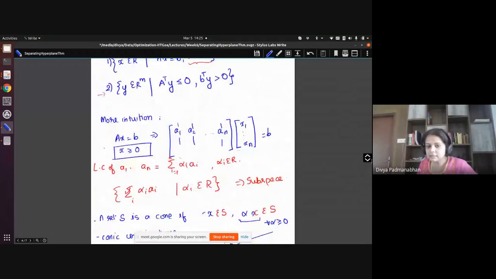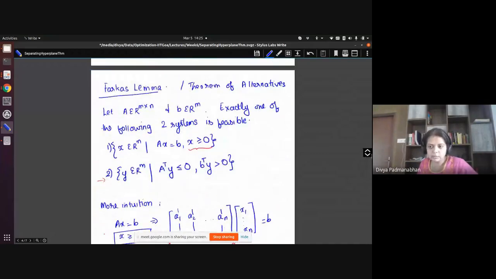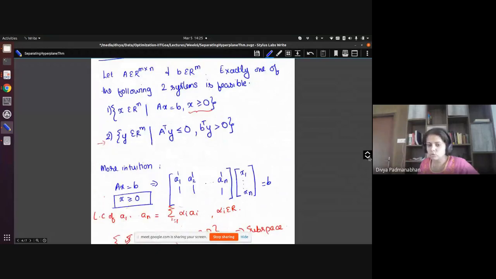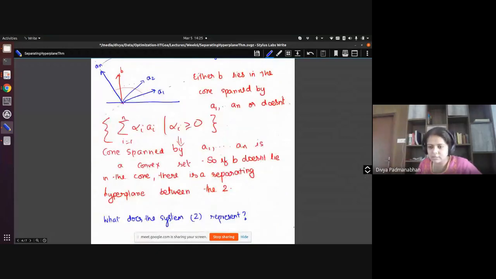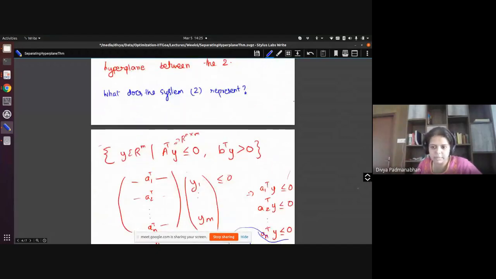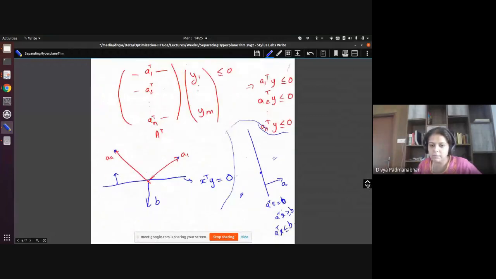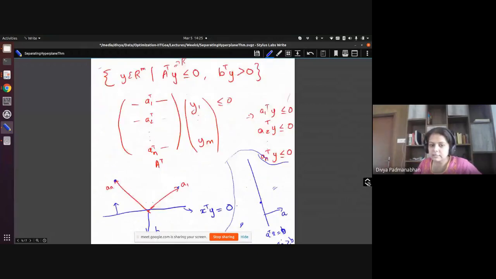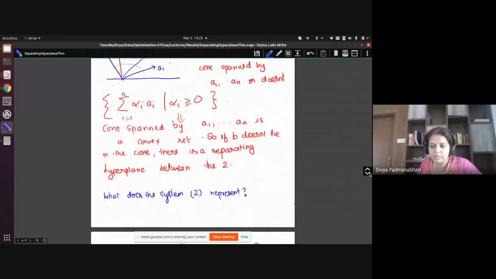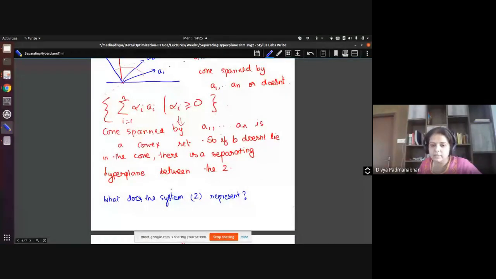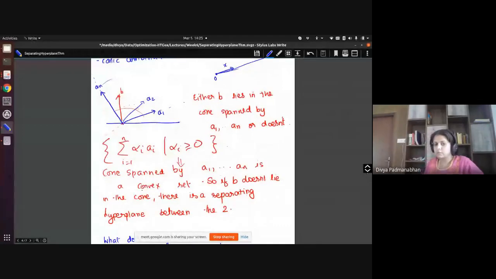So maybe let's just see a formal proof of this. It's not too complicated. It's a simple idea, an extension of the separating hyperplane theorem. One thing is that the cone spanned by A1 to AN is actually a convex set.